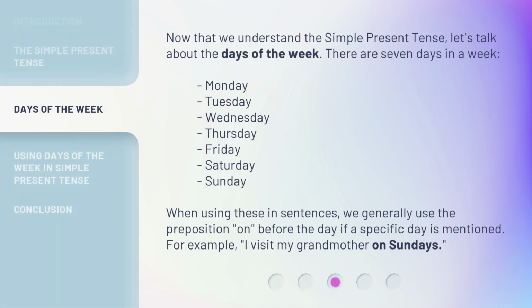Now that we understand the simple present tense, let's talk about the days of the week. There are 7 days in a week: Monday, Tuesday, Wednesday, Thursday, Friday, Saturday, Sunday. When using these in sentences, we generally use the preposition on before the day if a specific day is mentioned. For example, I visit my grandmother on Sundays.